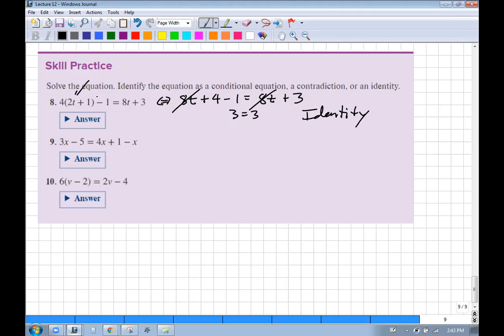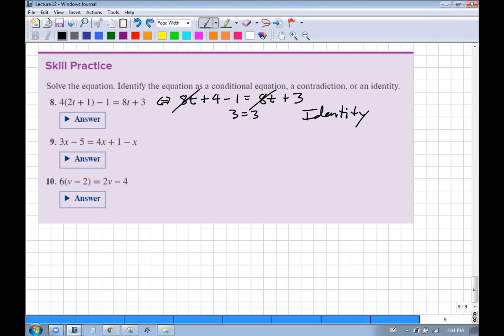No matter what number I plug in for t, both sides of this equation are going to be equal. Pick a number. Let's try 0. If I make that 0, that's gone. I just have 4 minus 1, so this side would be 3. Over here, if this is 0, I got 3. 3 equals 3. See, it doesn't matter what number I plug in for t. Both sides of this equation are going to be equal, because this equation is logically equivalent to 3 equals 3, which is always true.